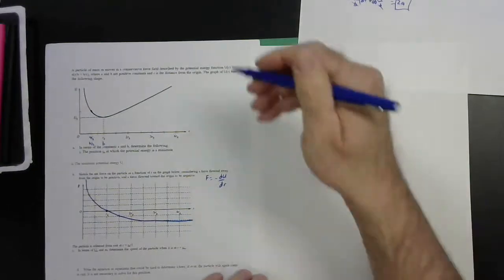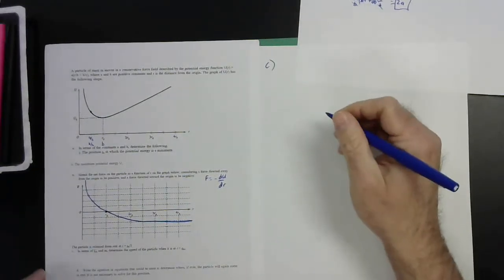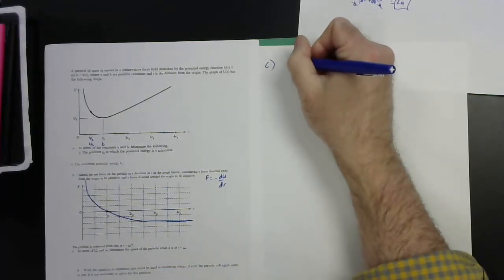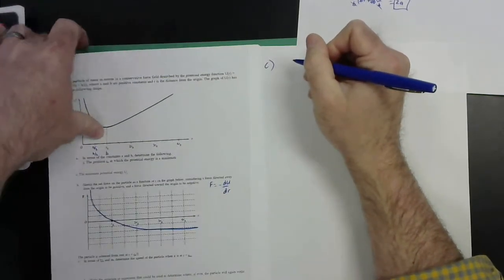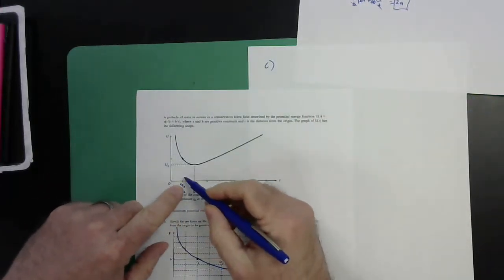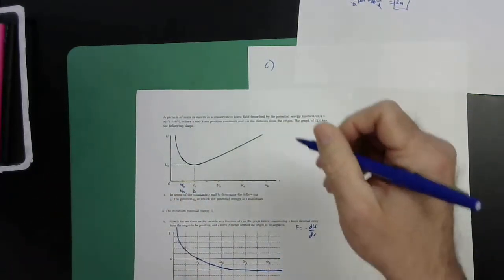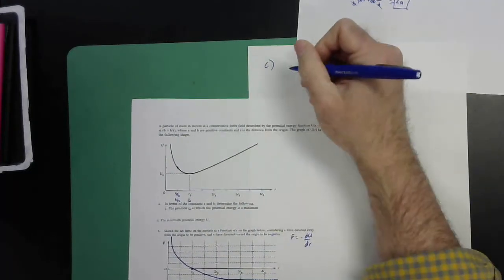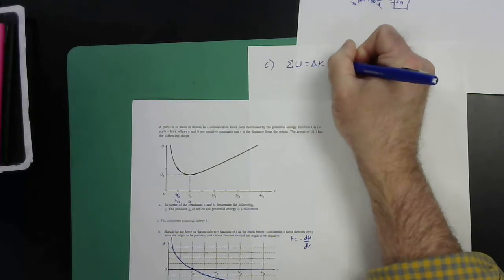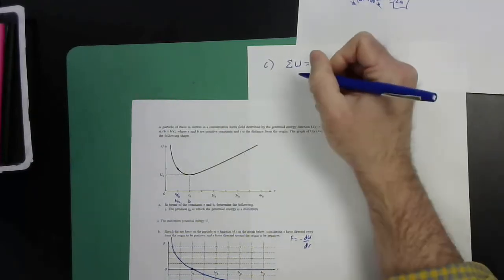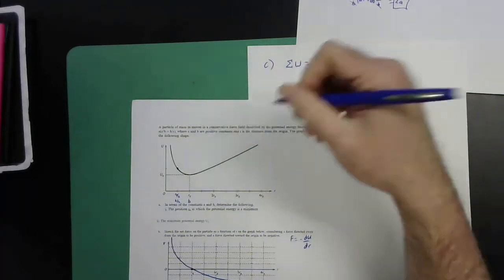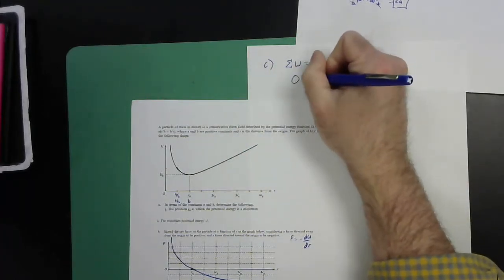Part C. We want to know the speed when R is R naught. If it were me, I would say my object's going to start at rest at R naught over 2, and it's going to end at R naught. I'm trying to find the velocity at R naught, so I'm going to do an energy calculation. Sigma W is delta K plus delta U. I'm assuming the only force is this conservative force field that's responsible for the potential energy function, and so there's going to be no work.